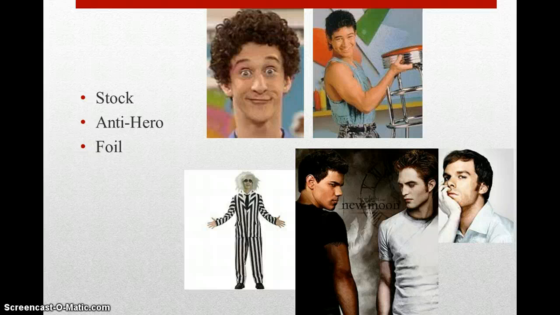And then you have the foils. A foil is any character whose personal qualities contrast with another. So Mildred and Clarice would be foils. Our anti-hero would be Montag. But here I'm looking at our characters from New Moon. Those are our foils. They're opposites of each other. So please summarize these types of characters. See if you can apply it to Fahrenheit in your summary.